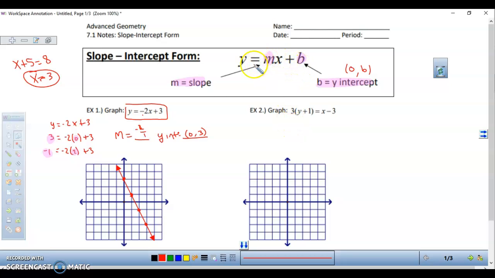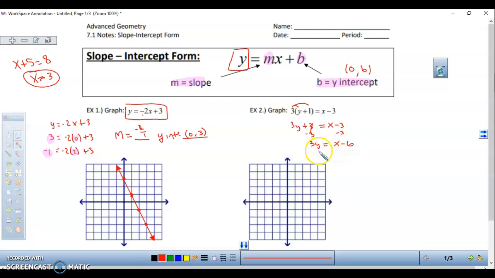So my objective to put it in slope-intercept form is to get y all by itself. So let's do that. First thing I'm going to do is distribute that 3. So then I get 3y plus 3 is equal to x minus 3. The next thing I'm going to do is subtract 3 from both sides. So I end up with 3y is equal to x minus 6.